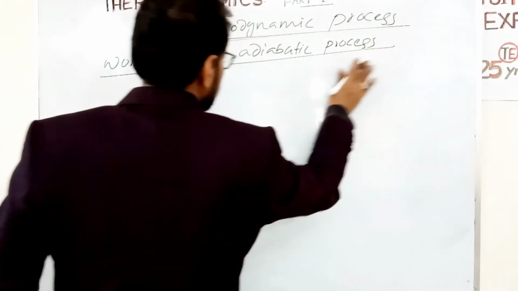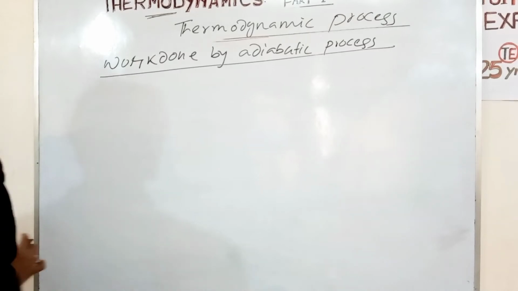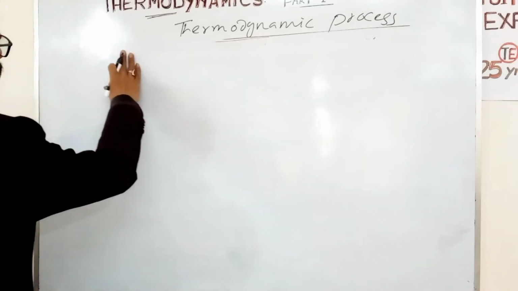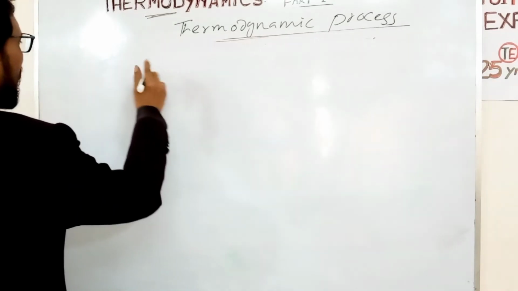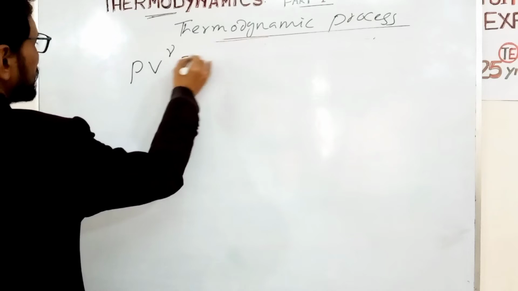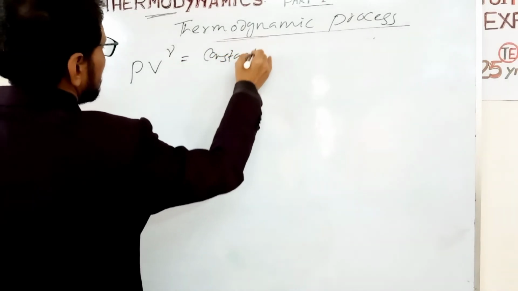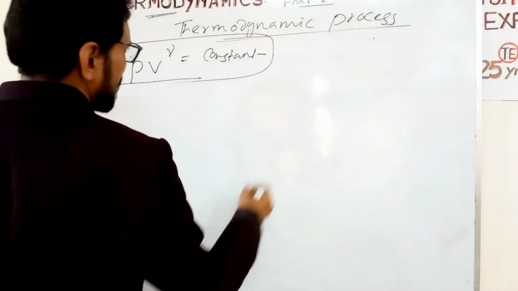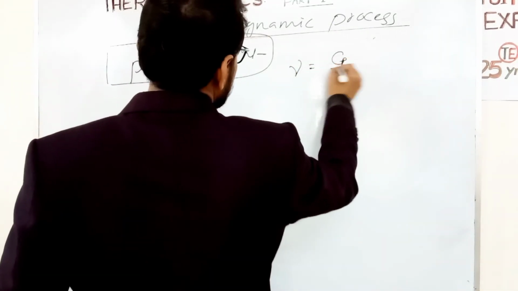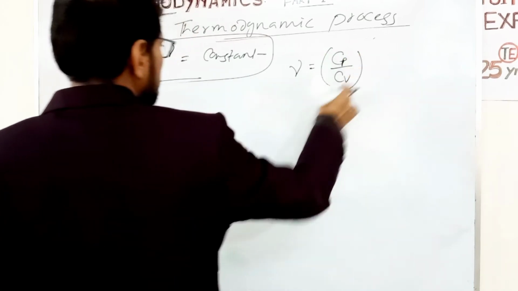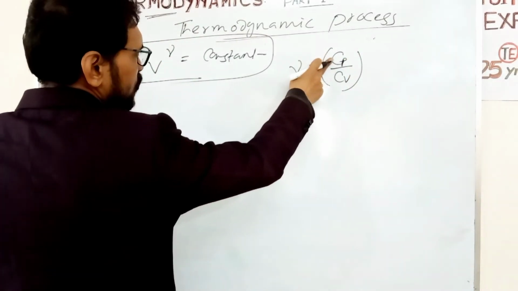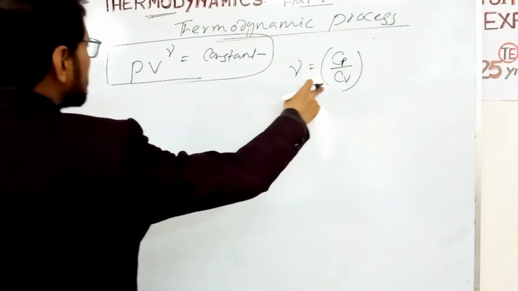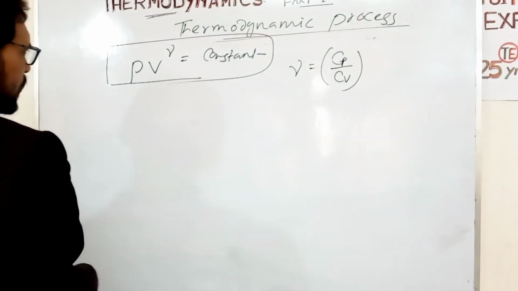Now what is done by the adiabatic process? Before finding the work done in the adiabatic process, I will prove the equation P V to the power gamma equal to constant. Gamma equal to Cp by Cv, where Cp is specific heat at constant pressure and Cv is specific heat at constant volume. Gamma is the ratio of the two specific heats. I will prove that.